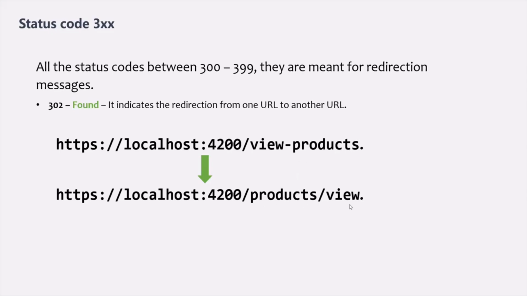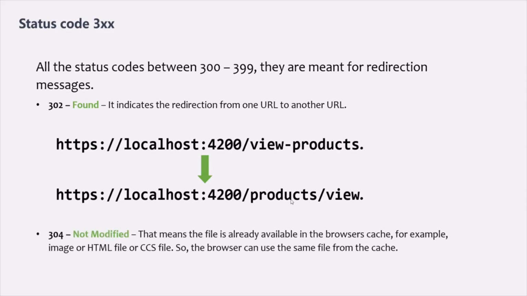Then we have another status code which is 304, which means not modified. So what do we mean by the not modified status message? Basically, whenever we make a request, the server is going to send us a response. Let's say it is sending us an HTML response. Now in that HTML response, we are also using static files like images, CSS files, JavaScript files, etc. Those files will be downloaded and stored in the browser's cache memory.